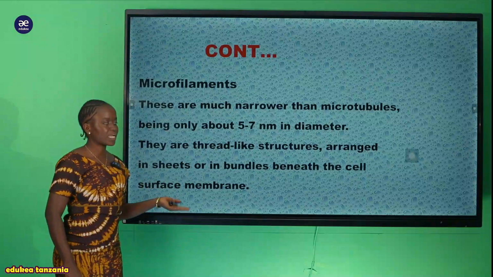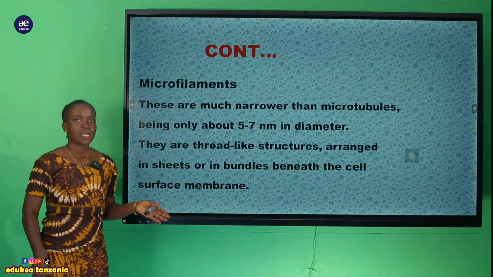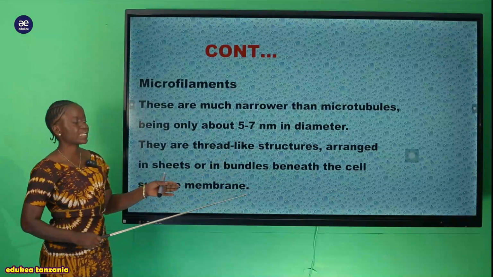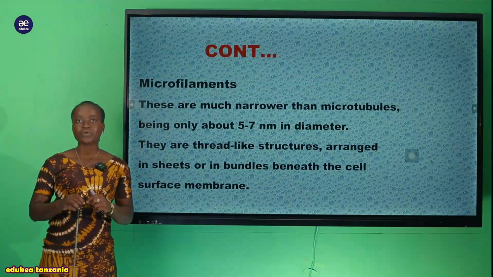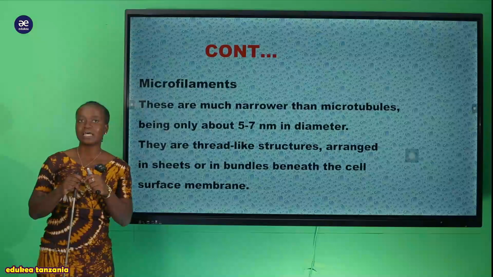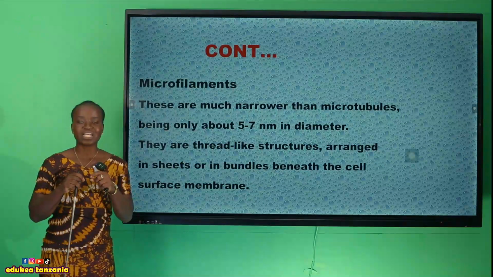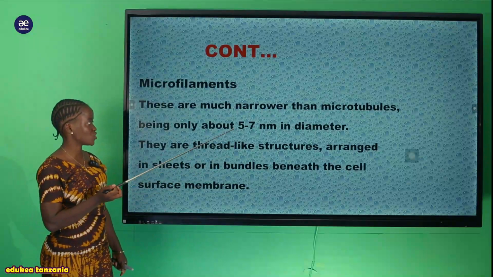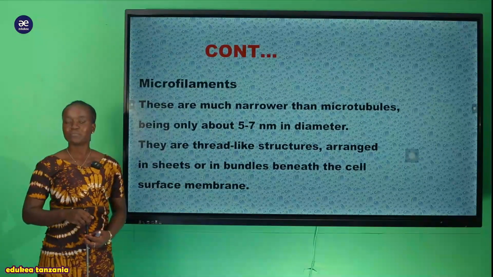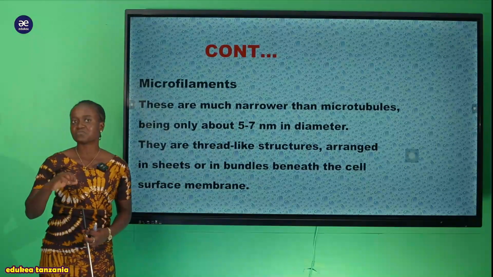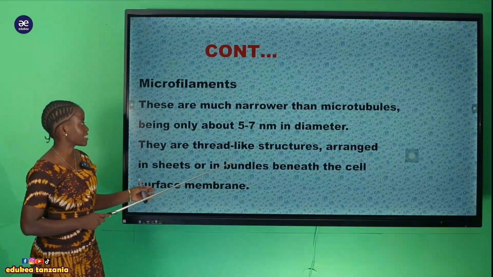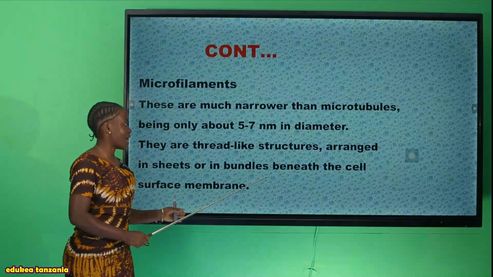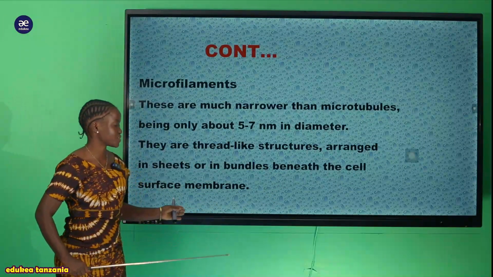membrane. So ukiangalia au ukianza kuelezea structure ya hii ambayo tunaita microfilament, they are just thread-like structures. Zenyewe zinakuwa ni ndogo ndogo sana, so zinakuwa na structure kama ya uzi, thread-like structure, very small in structure. Now you can see, imagine 5 to 7 nanometer diameter. So it is very small. They are just like thread-like structures. And also they are arranged in a bundle beneath the surface of the cell membrane.